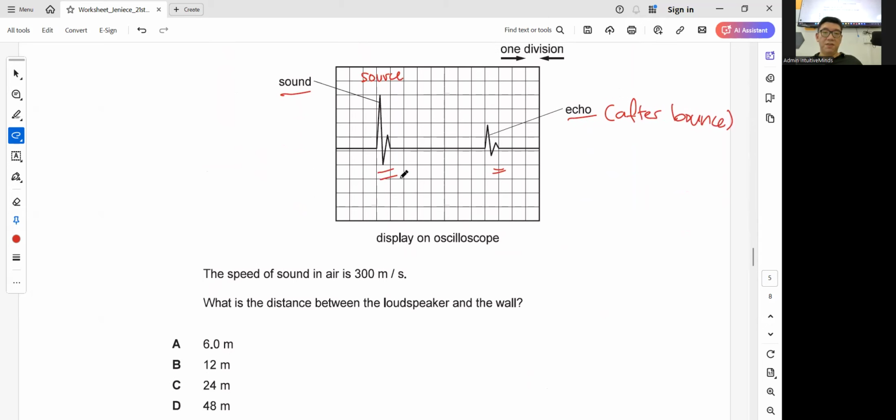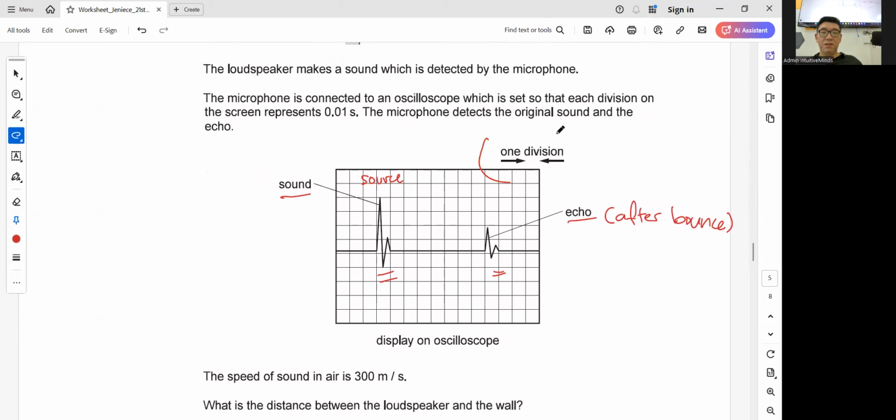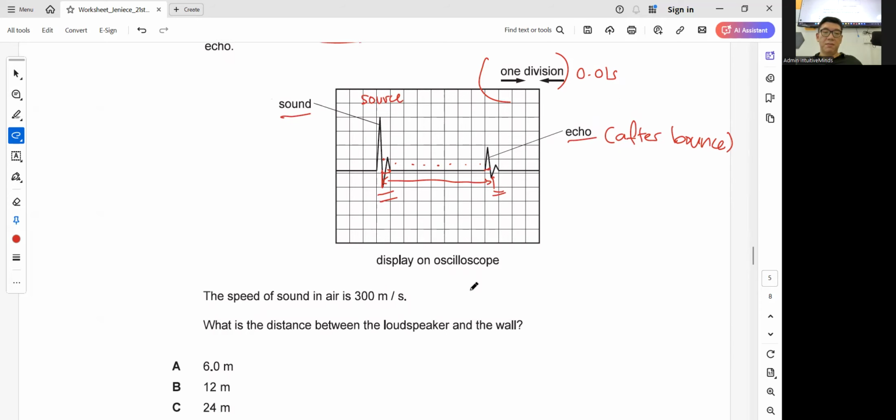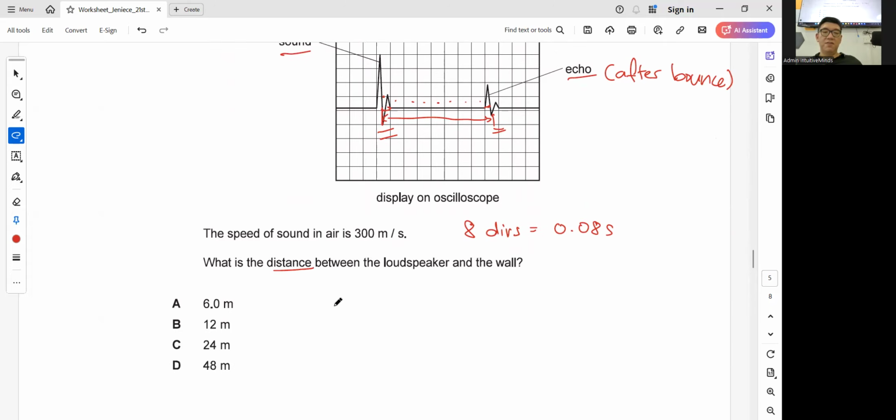So you have this, one division here represents 0.01 second. Okay, you should be taking the midpoint from here to here. So you count 1, 2, 3, 4, 5, 6, 7, plus a half here, that's 8. So we have 8 divisions, and that gives you 0.08 seconds. They ask for distance.